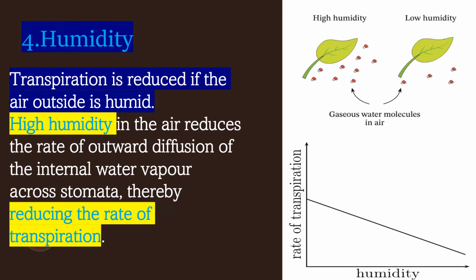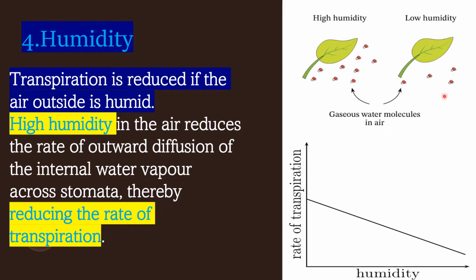The next external factor is humidity. Humidity is always inversely proportional to the rate of transpiration. That means when humidity increases, the rate of transpiration decreases. Transpiration is reduced if the air outside is humid. Here you can see this is a high humid condition. The water content present in the atmosphere is more, that is high humidity or a high humid condition.